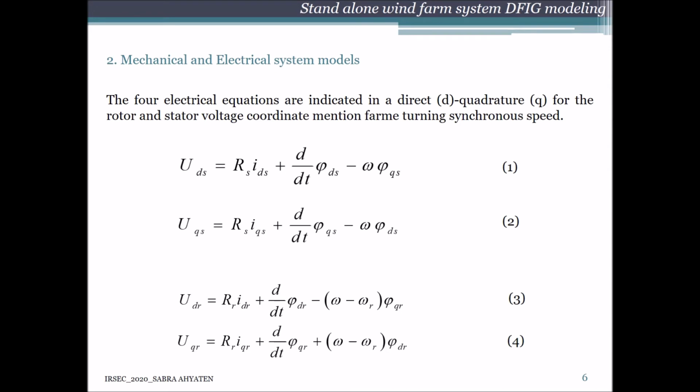The four equations are indicated in the direct D and quadrature Q axes for the stator voltage, coordinated in motion from the synchronous speed, where U represents the voltage, I represents the current, W represents rotating speed, psi the dynamic magnetic flux, R represents resistance, and L inductance. Indexes D and Q stand for the direct and the quadrature components, and the indexes S and R refer to the rotor and the stator respectively.